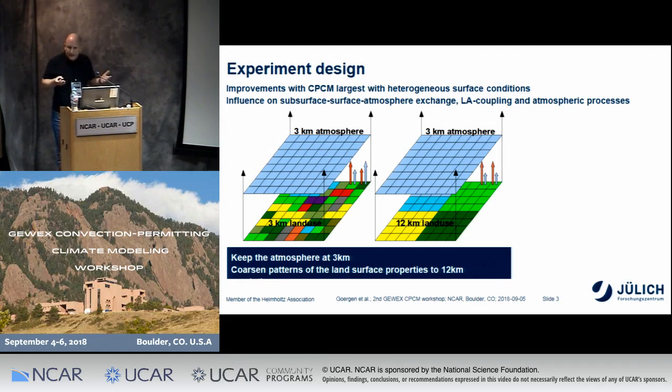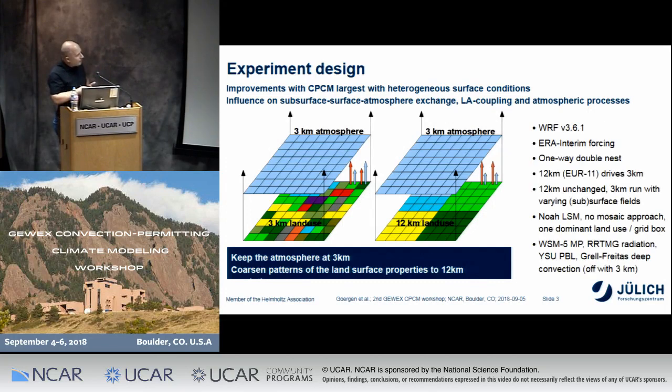So our experiment design is rather straightforward. We keep the atmosphere at 3 kilometers, as you can see here, but we coarsen the patterns of the land surface properties to 12 kilometers, as depicted down here. That should change, for example, the composition of fluxes and so on. We used WRF driven by ERA-Interim, a one-way double nest. The 12-kilometer run drives the 3-kilometer run.